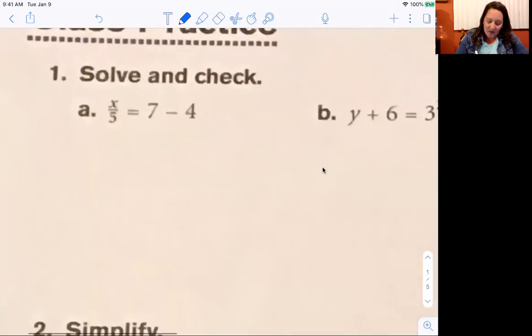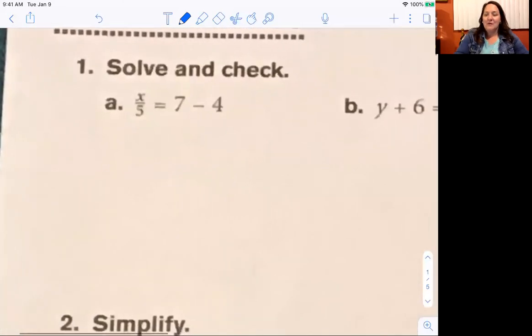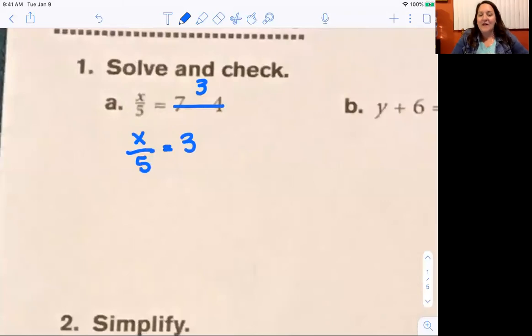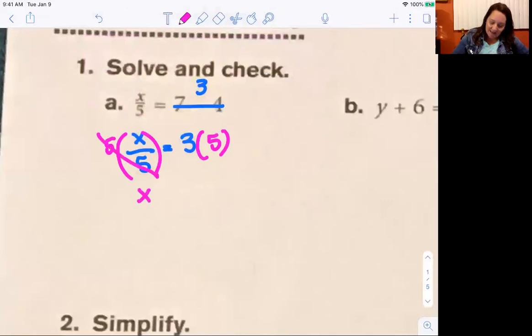I have x over 5 equals 7 minus 4. What do I do first? I do 7 minus 4 first. Good. 7 minus 4 is 3. So my new problem is x over 5 equals 3. Now I have divided by 5. How do I isolate x? Opposite of division is multiplication. So let's go ahead and do that. Let's multiply both sides of this equation by 5. 5 over 5 cancels, and I'm left with x equals 3 times 5, which is 15.